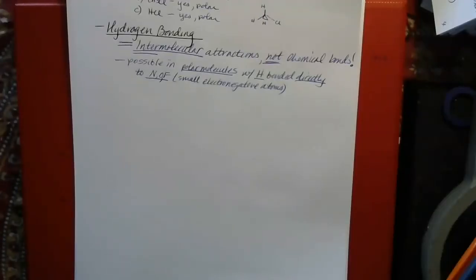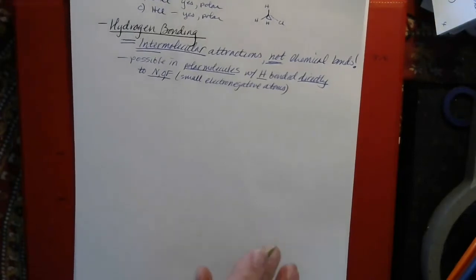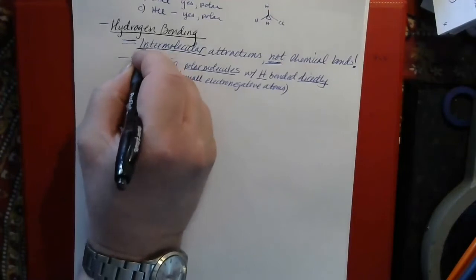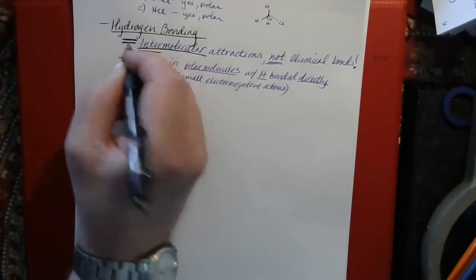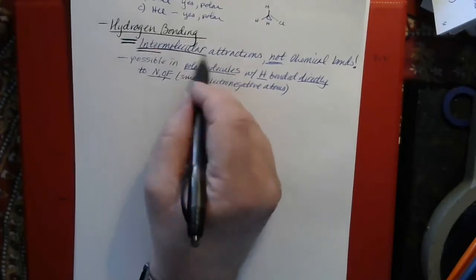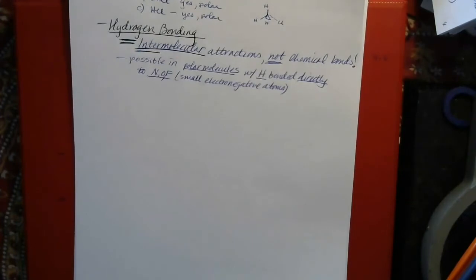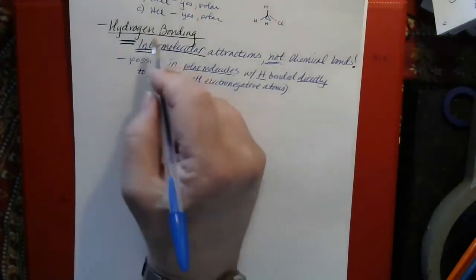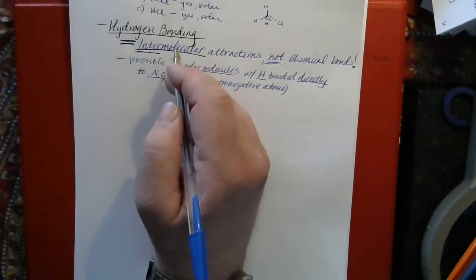Okay, so hydrogen bonding is what we come to next. First of all, before there's any confusion, I just want to make it clear that when we talk about hydrogen bonding, we are talking about an intermolecular attraction. We are not talking about a type of chemical bond. So hydrogen bonding occurs between molecules, not within a molecule.